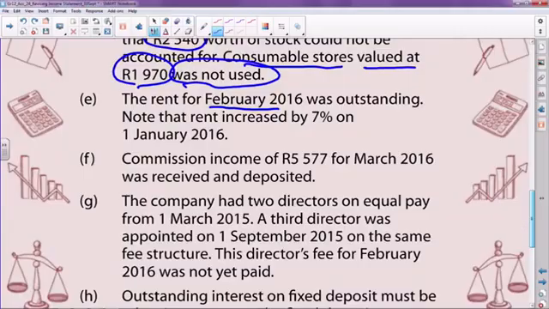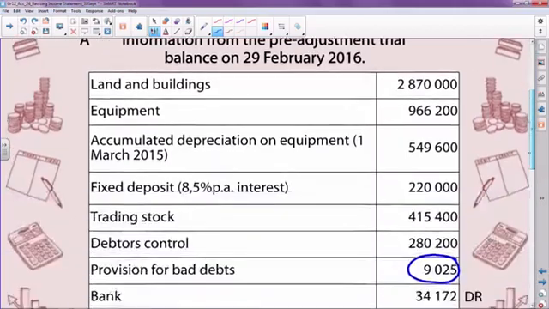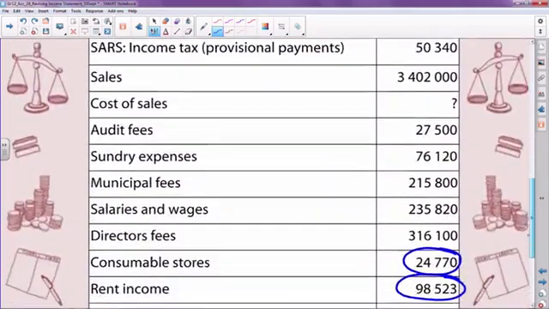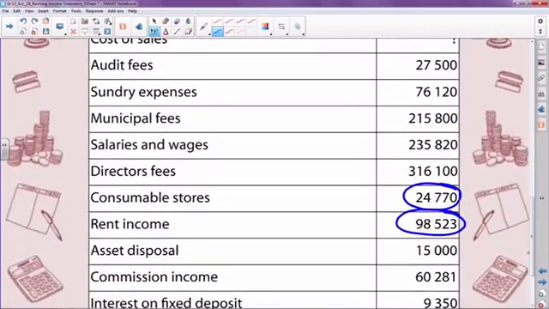Commission income of 5577 for March 2016 was received and deposited. Okay, immediately identify your two accounts involved. It's commission income, so let's identify our commission income. Our commission income figure that's given to us is 60281.